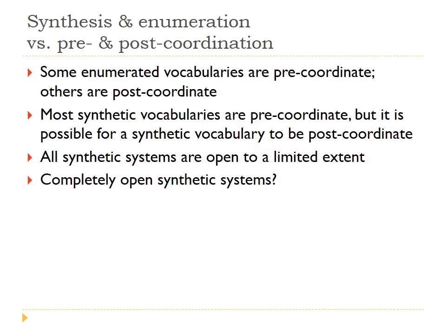I know sometimes students get a little bit confused between the concepts of synthesis and enumeration versus the concepts of pre and post coordination. So I want to take just a minute to try to untangle some of that. On our spectrum, some enumerated vocabularies can be pre-coordinate and others can be post-coordinate. Really, an enumerated vocabulary, right, is a list, and you can just as easily have a list of pre-coordinate terms with multiple concepts embedded in them, as you can have a list of post-coordinate terms, each term representing a single concept. So you can have a list either way.